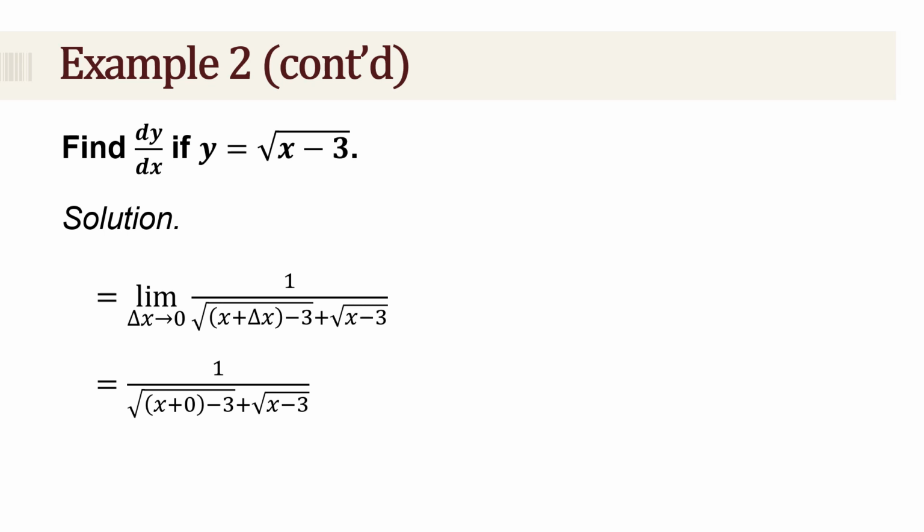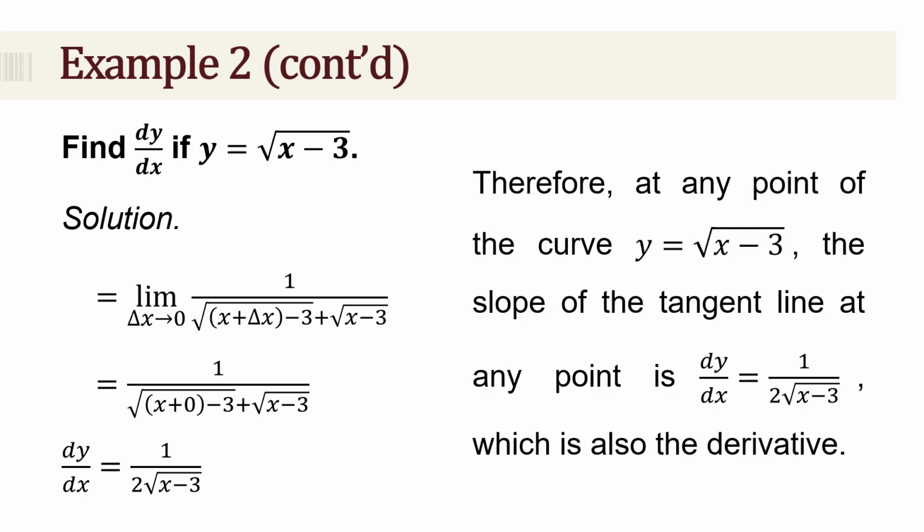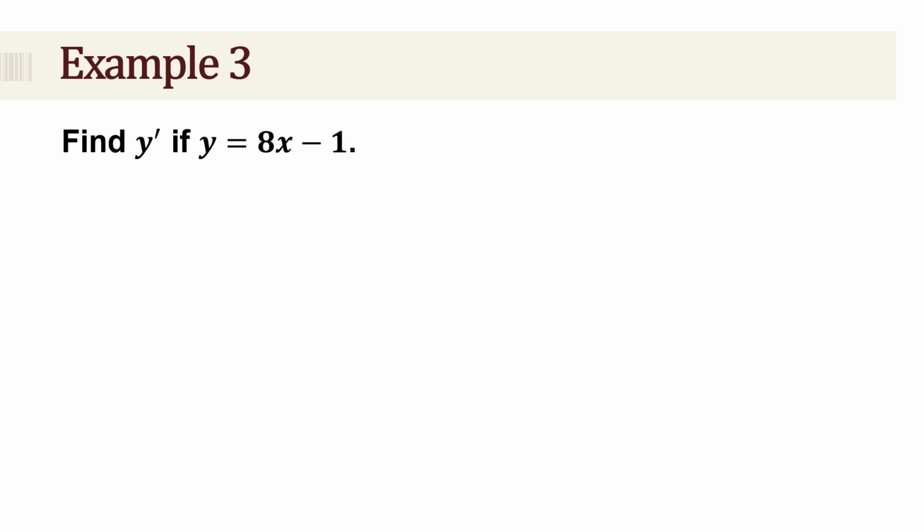minus 3 plus square root of x minus 3, or that is dy over dx now is equal to 1 over 2 times square root of x minus 3. Therefore, at any point of the curve y equals the square root of x minus 3, the slope of the tangent line at any point is dy over dx equals 1 over 2 square root of x minus 3, which is also the derivative. Now we move on to example number 3.